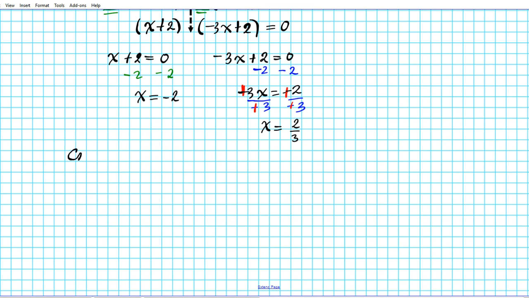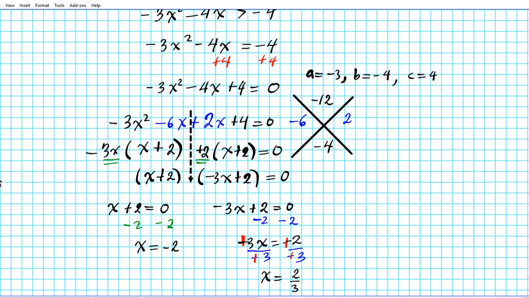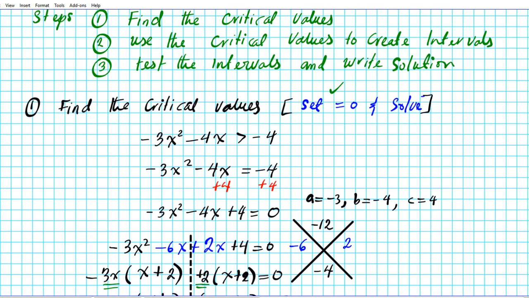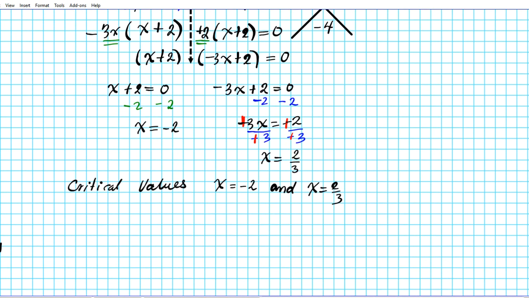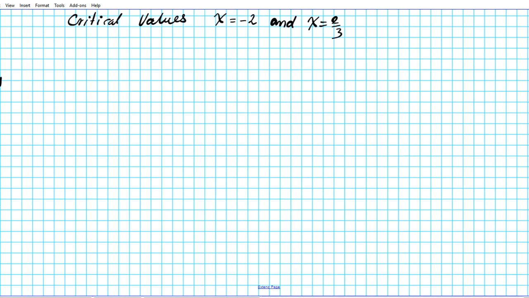So let's write that down. Our critical values are x equals negative 2 and x equals 2/3. Now we are done with step number 1. We're now going to advance to step 2, which is to use the critical values to create intervals.